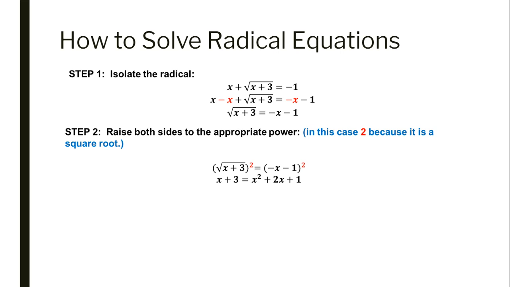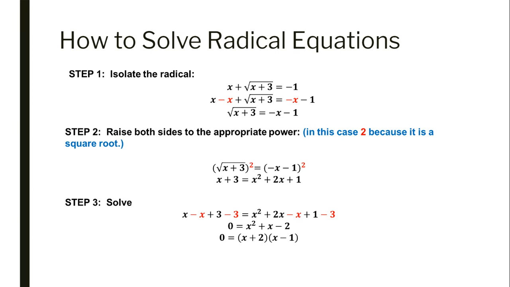All right, so now that I'm here, I get to step 3, which is to solve for x. So, I have a quadratic, x squared plus 2x plus 1. To solve quadratics, I need everything on one side of the equation equal to 0. So I'm going to subtract x and subtract 3 on both sides of the equation. That gets me to 0 is equal to this quadratic, x squared plus x minus 2.